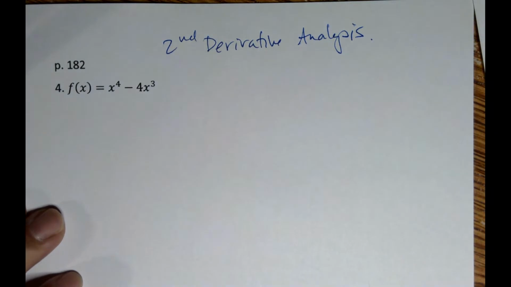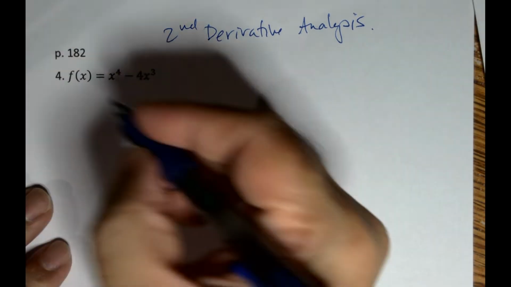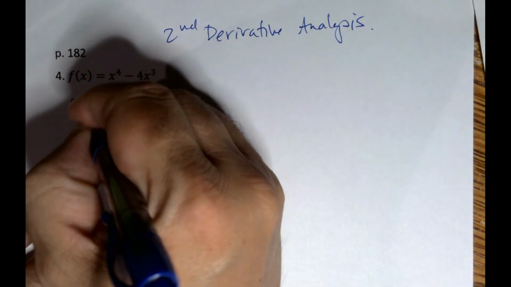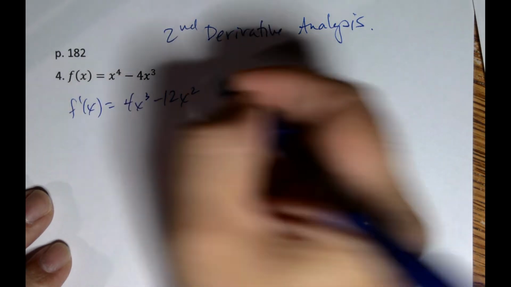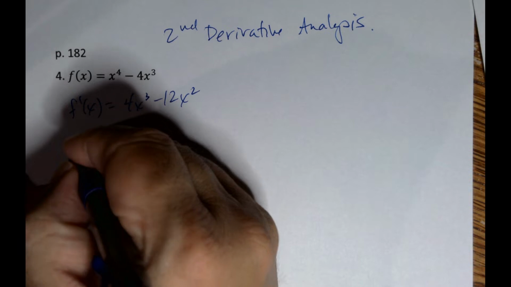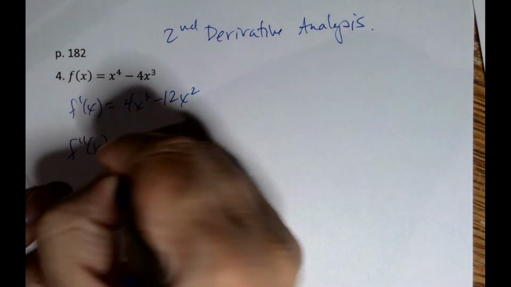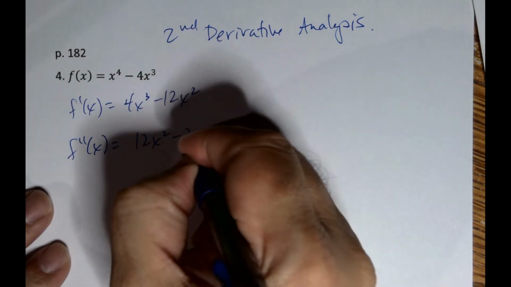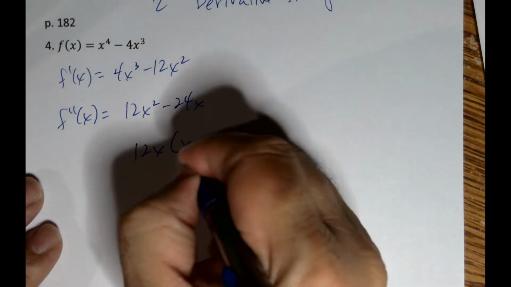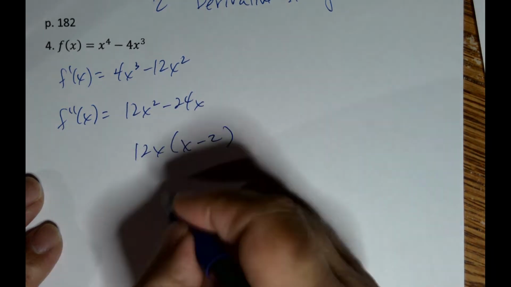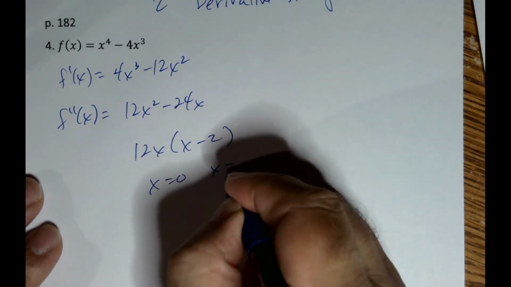All right, here we go. So we're going to take the first derivative first. That's 4x cubed minus 12x squared. Go ahead and take the second derivative. That's 12x squared minus 24x. Go ahead and factor it. So take the 12x out. That'll be x minus 2. So that means x equals 0 and x equals 2.